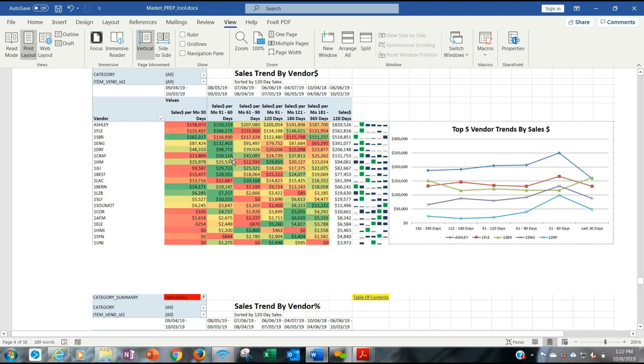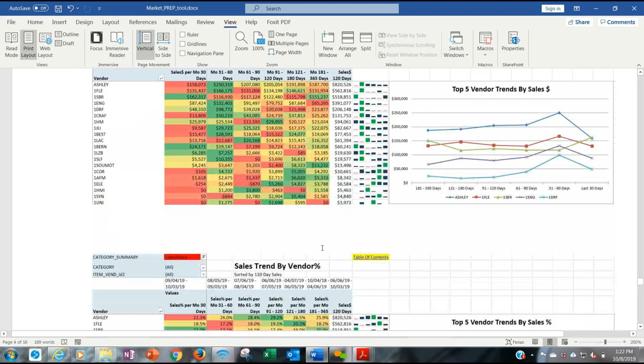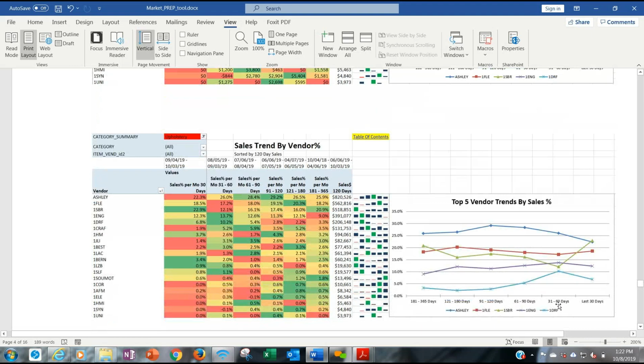So I not only included, you can see here, the table, but I also included the graph showing the top 5. And then the next group is, basically, on a percentage of sales standpoint. So still looking at upholstery, and then just looking at the percentage of sales. So this is what I kind of view as a market share view.